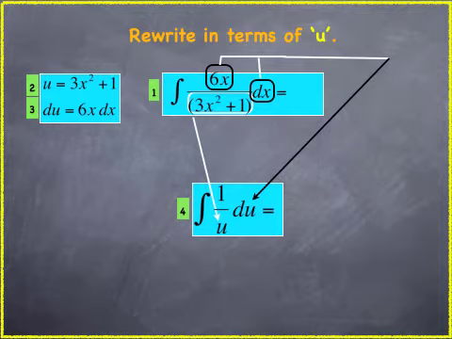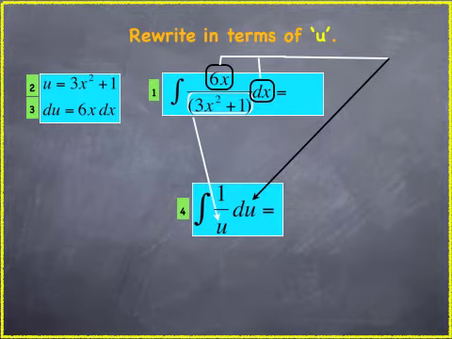So if you go to item 2, u is 3x squared plus 1. And as I've been saying in my other videos, the next step would be to take the derivative. So item 3, du is 6x dx. Of course, the derivative of 1 is 0 because it's a constant. Okay, so what are we going to do with all this?